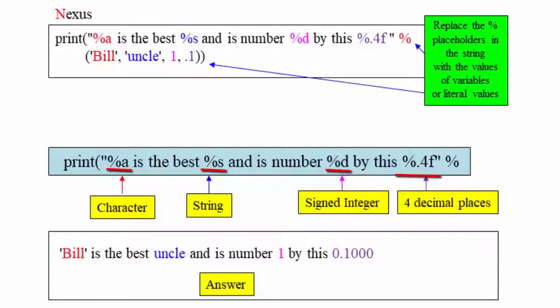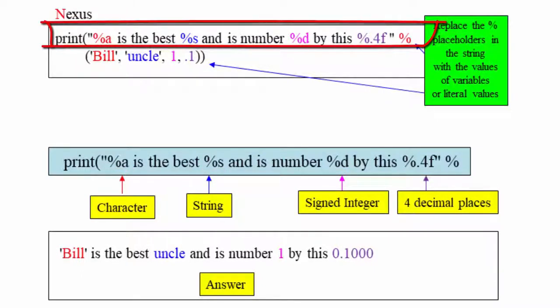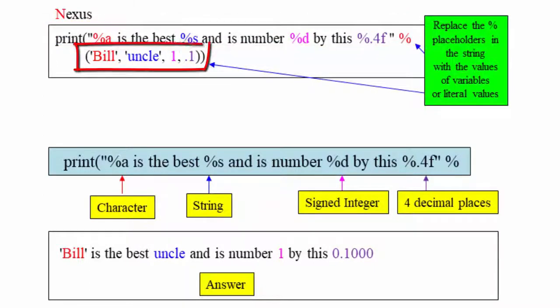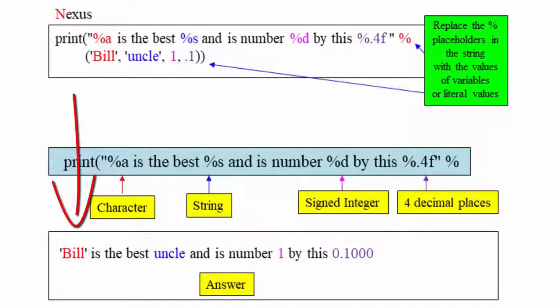So now I run my print command and I'm going to say print this information, and then I'm going to put in the values Bill, Uncle, 1, and .1. And now at the bottom we will see Bill is the best uncle and is number 1 by this amount, and it has 4 decimal places, and that's exactly the way it's going to work.